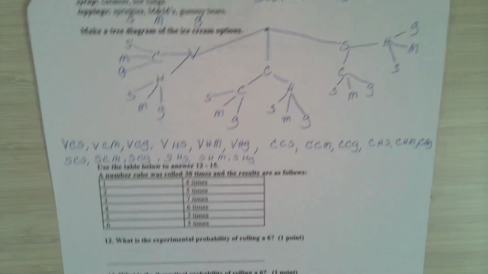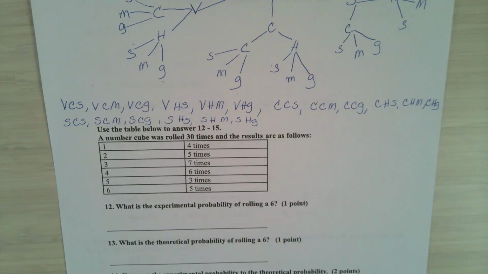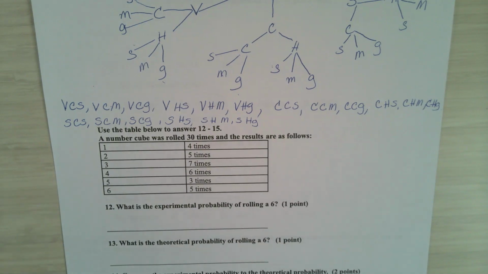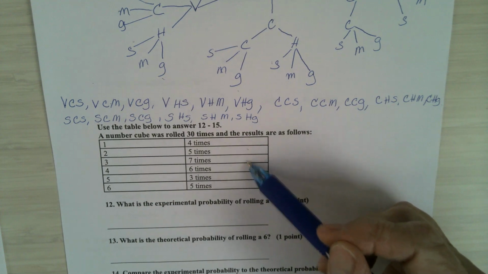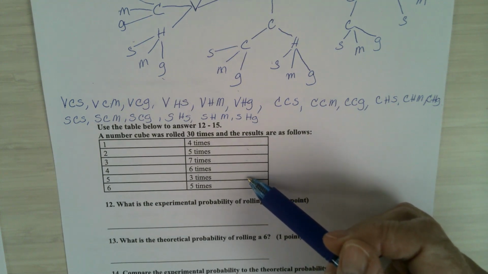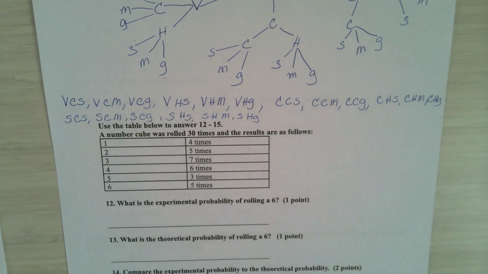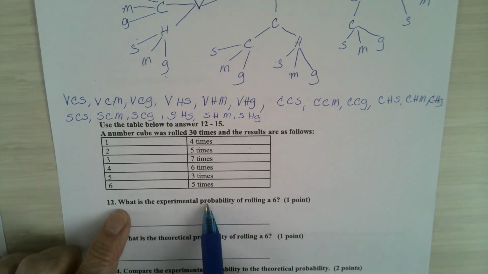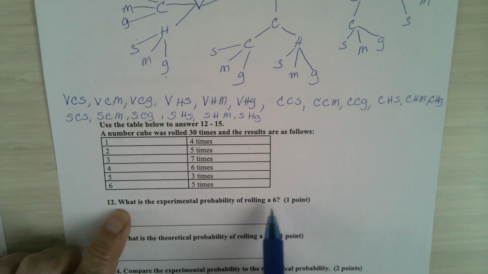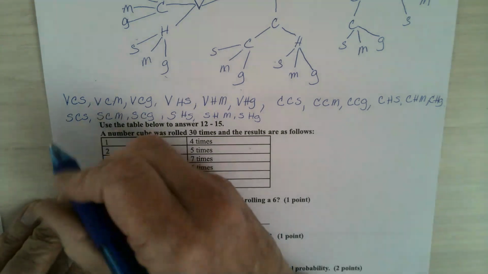Now, let's go on to the next one. A number cube was rolled 30 times, and the results are as follows. They landed on a 1 4 times, a 2 5 times, a 3 7 times, a 4 6 times, a 5 3 times, and a 6 5 times. Okay. What is the experimental probability of rolling a 6? This is the experiment.